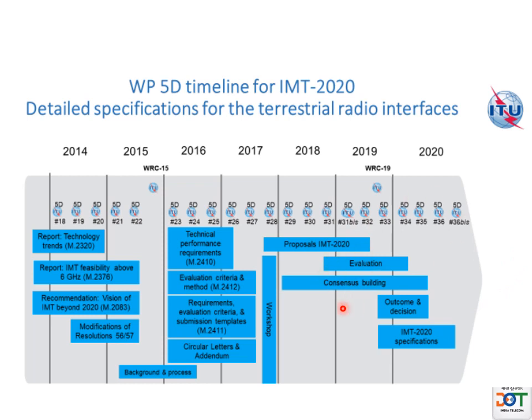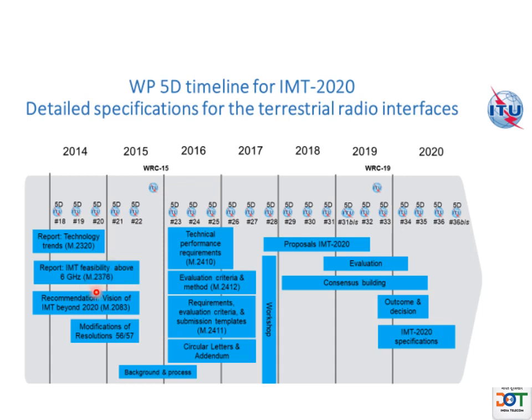This is also taken from one of the ITU documents which was published long back, perhaps in the year 2015, and they had envisaged various timelines, and actually these timelines have been met. So if you look at this, they started with a technology trend report with their document M.2320 during 2014, and then the second report was IMT feasibility above 6 gigahertz. This is important because now 5G is defined to work in wider bands, even beyond 6 gigahertz and up to 100 gigahertz of frequency.